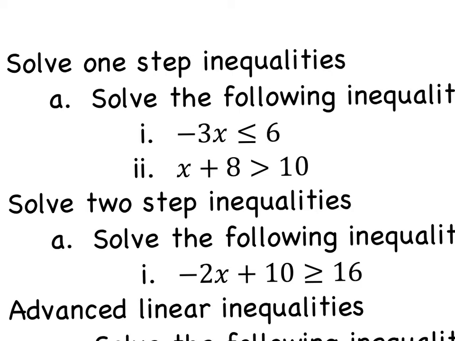So to be able to solve the first one, part 1, we will divide both sides by -3. Because we are dividing by a negative, we must remember to change the direction of the sign. So our answer will be x is more than or equal to -2. Part 2, we would -8 from both sides, and we'll get that x is more than 2.